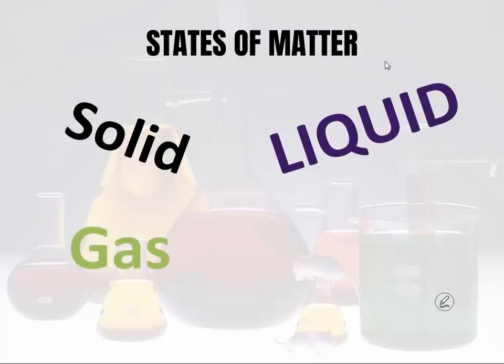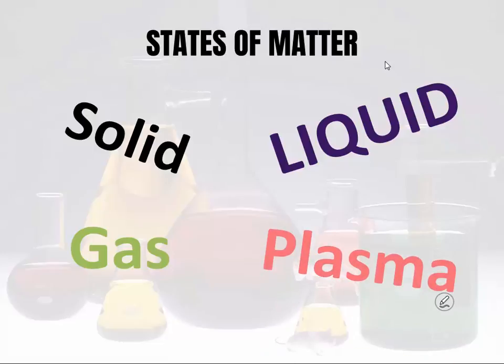The main ones that most people think of are the solid, liquid, and gaseous states. But there's also the plasma state. We're going to talk about how we describe the properties of each of these four states of matter.